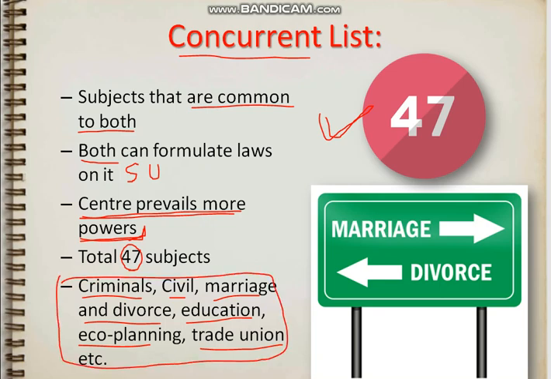Now when we say that the center has more power, what does it actually mean? It means that whenever laws clash, suppose the center has formed a law and a state has also formed a law. Whenever there is a clash between those laws, then the law of the center will be implemented rather than the state law, and that's why the center is considered more powerful in comparison to the state.